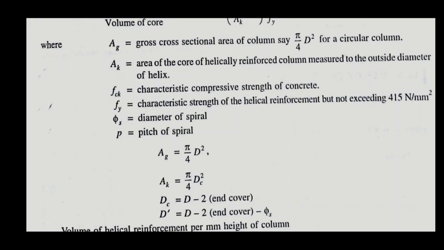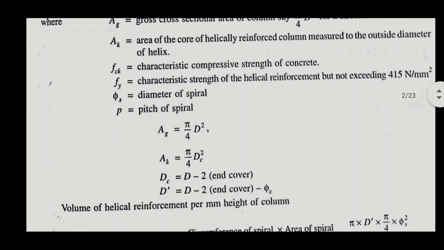D dashed means the inner core diameter, that is equal to D minus 2 into end cover minus phi s, that means diameter of spiral. This is how we can find out the inner diameter of the core. So the outer diameter of the core is Dc and the inner diameter of the core is D dashed.